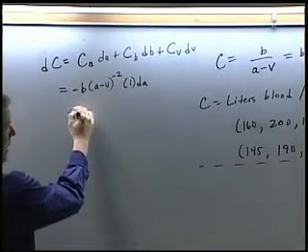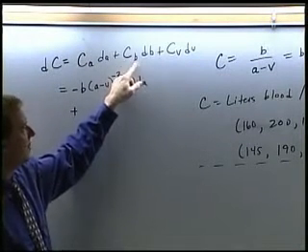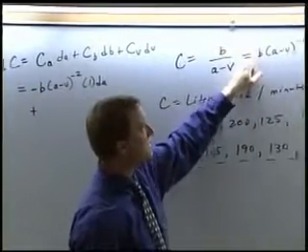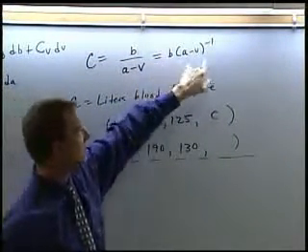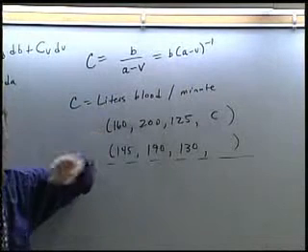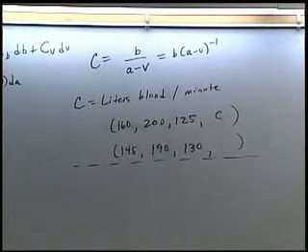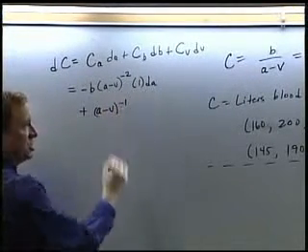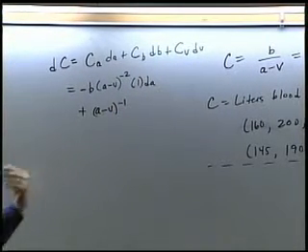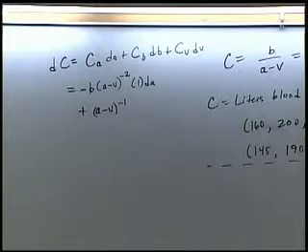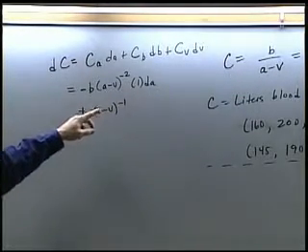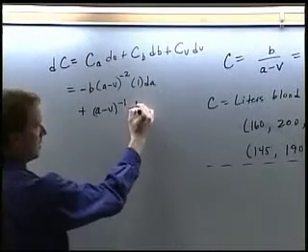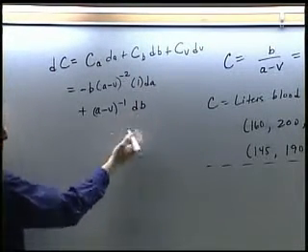Plus, I need the derivative with respect to b. This will be the easy one here. If b is the variable, so in other words, I've got something times b, what's the derivative? It's just the something, right? If I have 10 times b, the derivative is just 10. So a minus v to the negative 1 times b, the derivative is just a minus v to the negative 1. And then I multiply that by dB.